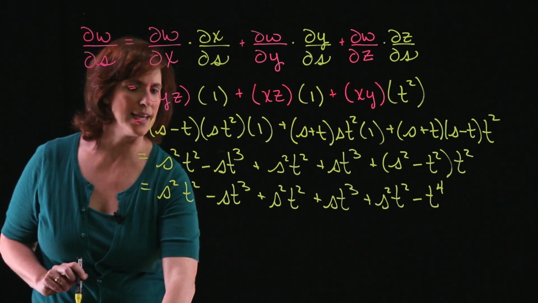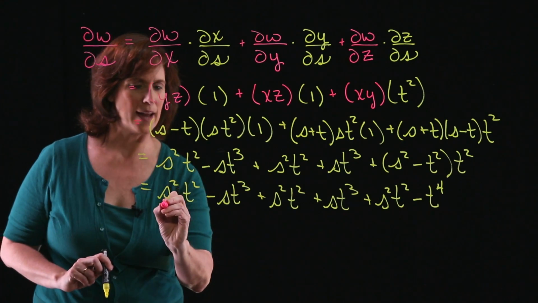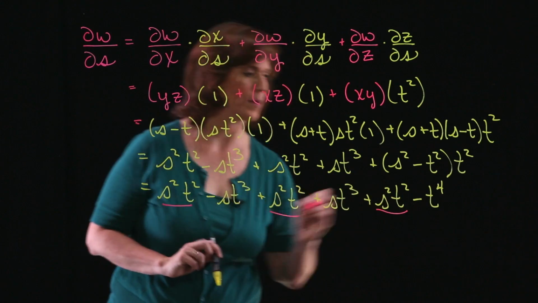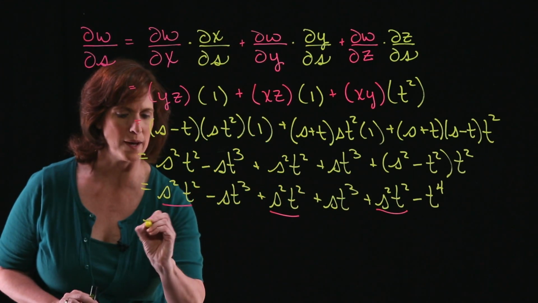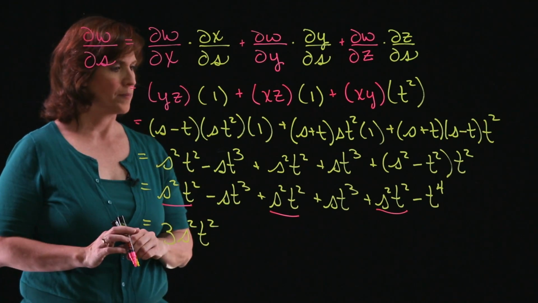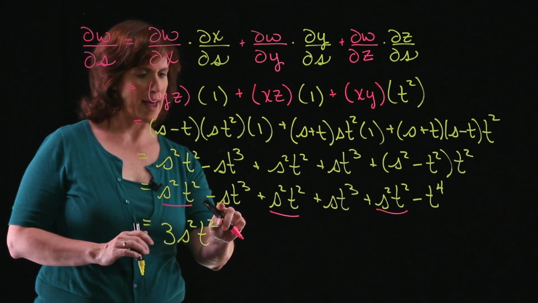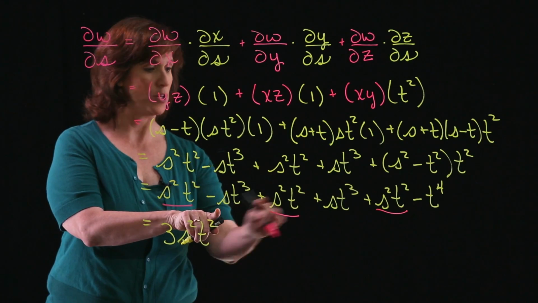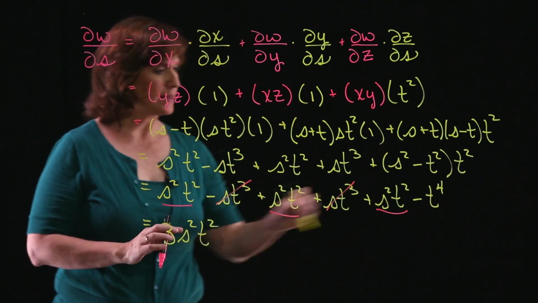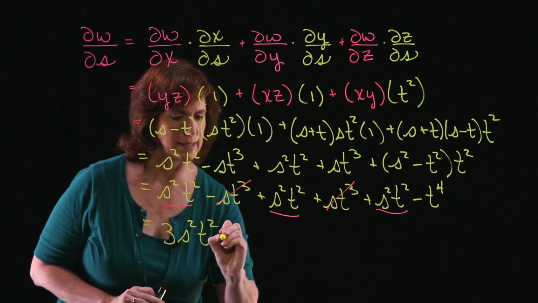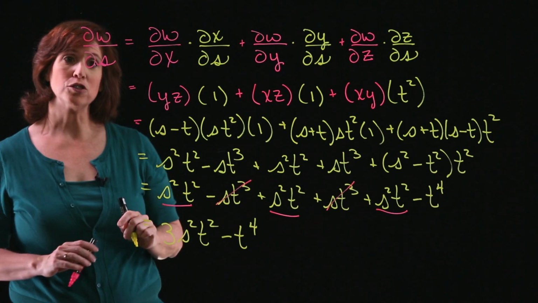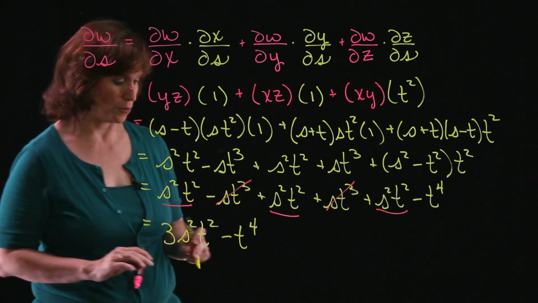Okay, so now let's see, is there anything I can combine here? I have an s squared t squared, and an s squared t squared, and another s squared t squared. So that leaves me with 3 s squared t squared. And I also notice that I have a negative st cubed and a positive one. So those will add together to be 0. And the only term remaining is the minus t to the 4th. So that's my partial with respect to s using the chain rule.